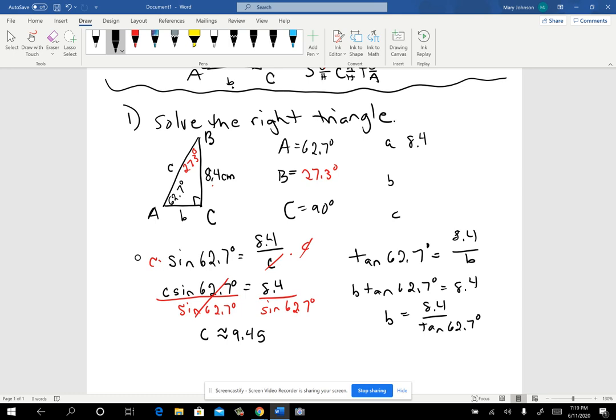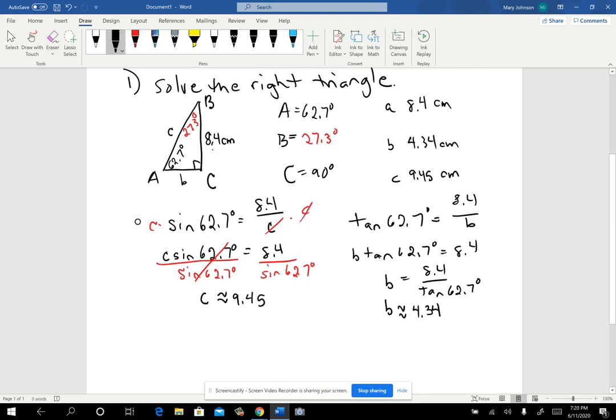All right, and also, throughout this whole chapter, don't forget to check the mode that you're in. You need to be sure that you're in degree mode for this. So when I do that, I get that B turns out to be about 4.34. Okay, so B was 4.34, C was 9.45, and we did know the units, so we should include the units. Okay, so that's what they mean by solving a right triangle.